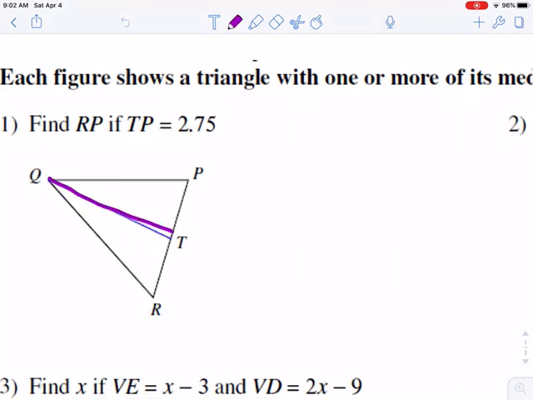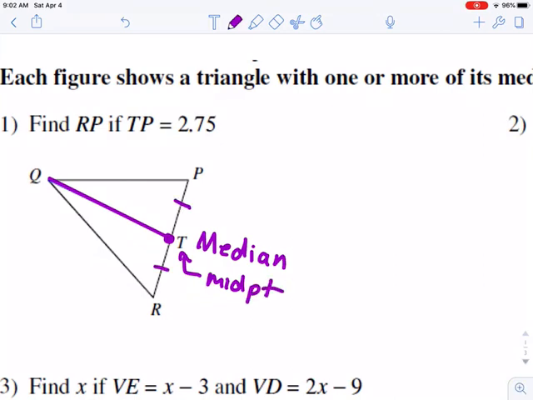Right here, this is a median. All right, so point T is a midpoint. So tick, tick. That side's congruent to that side. That's how we form medians. Remember, when you're driving down the street, those grass things in the middle of the road that divide them, that's called a median. They're in the middle.